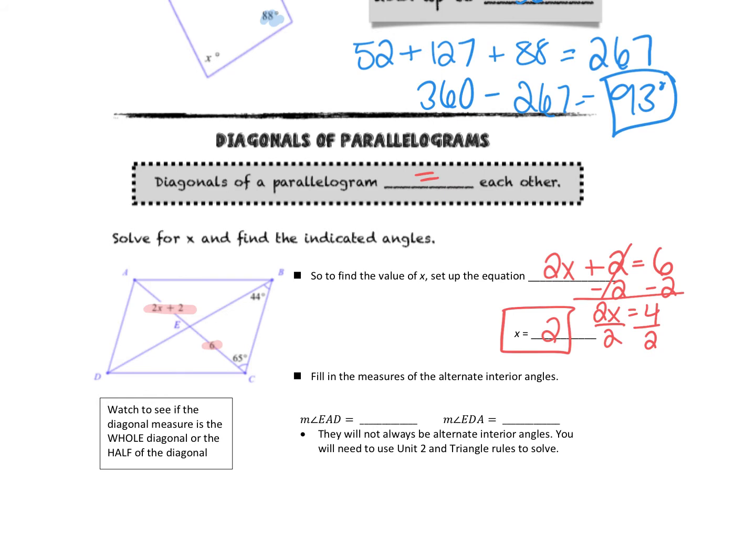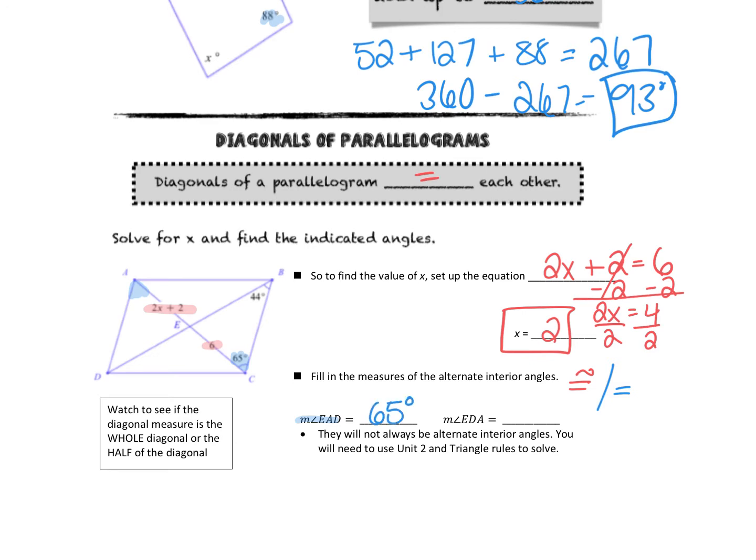And then we need to find the measures of a couple angles. So it says to fill in the measures of the alternate interior angles. So notice that we're trying to find the measure of angle EAD. And if you look, the measure of angle EAD is this angle right here. So if I look on the opposite side of that line and inside the two parallel lines, I'll notice that this other angle is 65 degrees. So since alternate interior angles are congruent or equal, okay, then that means that angle EAD must also be 65 degrees.